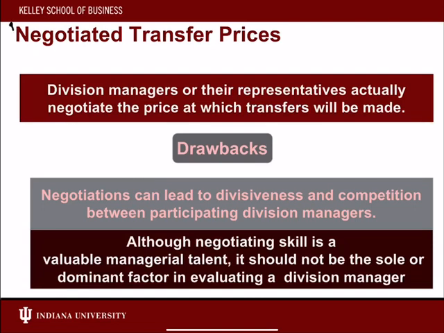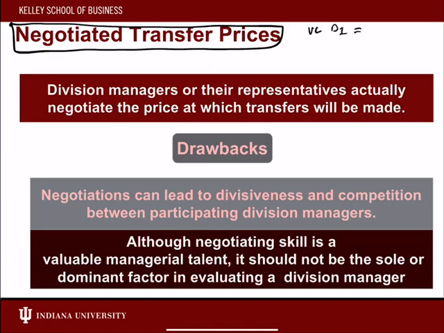The next price option is negotiated. So in lecture 1, we had a problem where the variable costs for division 1 were $90. The cost for division 2 to buy outside the firm was $150. So we said the proper sales price is somewhere that's greater than $90 but less than $150, because as long as it's over 90, division 1's happy to sell it. As long as it's under 150, division 2 is happy to buy it.